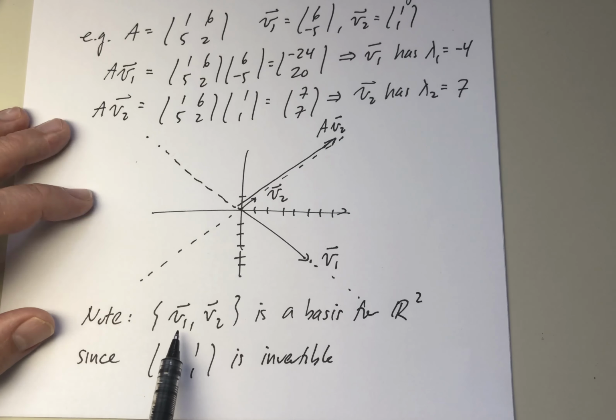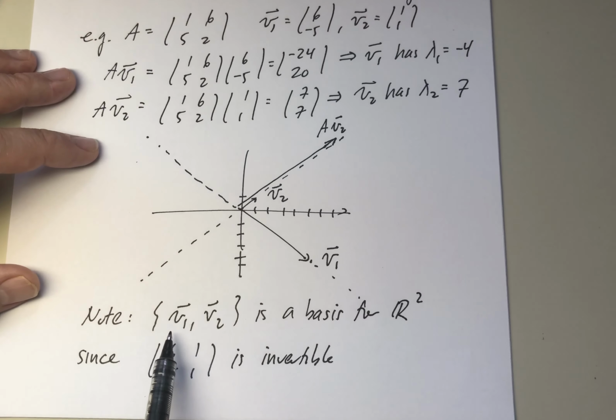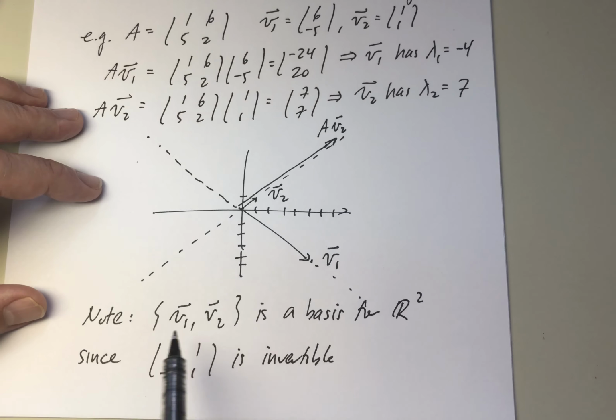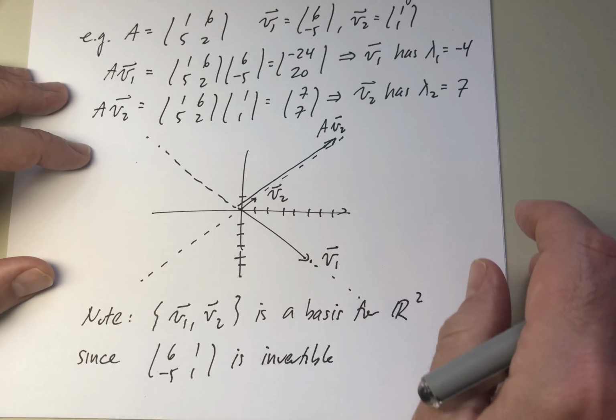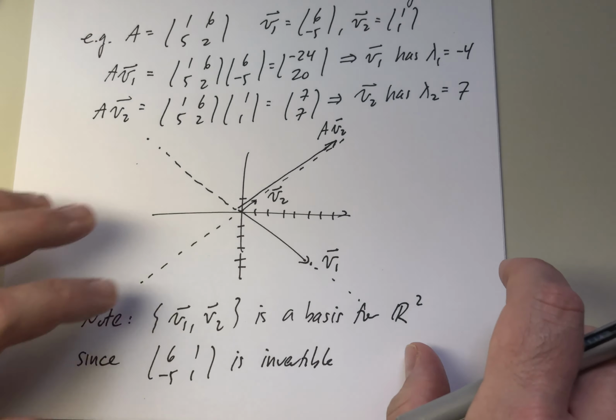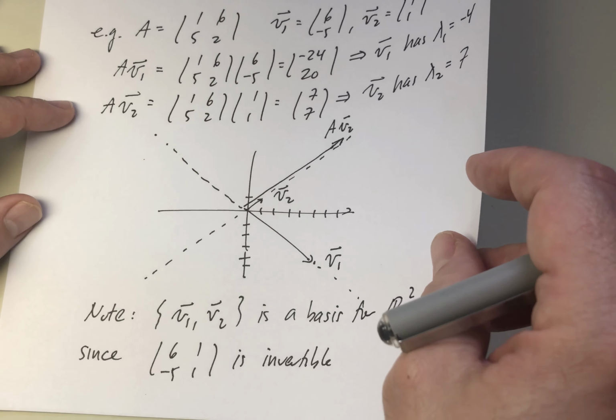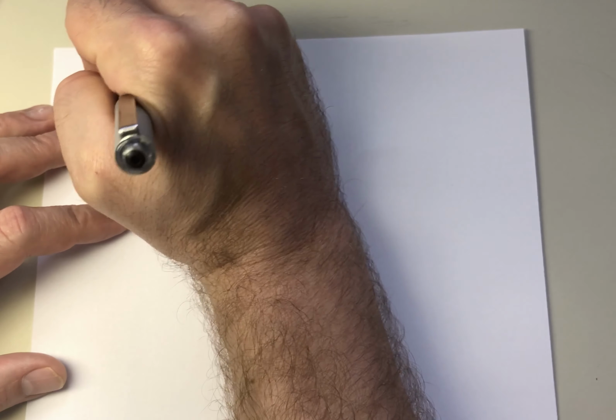So what we have here is a situation, like I said, we'll come back to. I have a basis for R2 consisting of eigenvectors for A. And that's going to be a nice thing to take advantage of once we get there. Okay, so before I say more about that, let me do another example, maybe a little bit bigger.